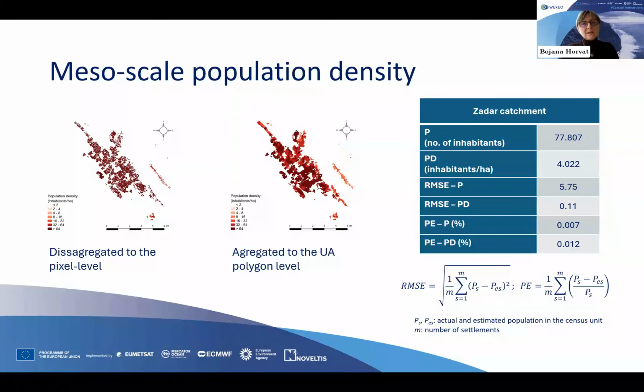To validate results, we used the case of Zadar catchment because we had Urban Atlas data available for this catchment. So when we compared calculated, estimated, and actual number of inhabitants and population density, we actually got pretty good results.